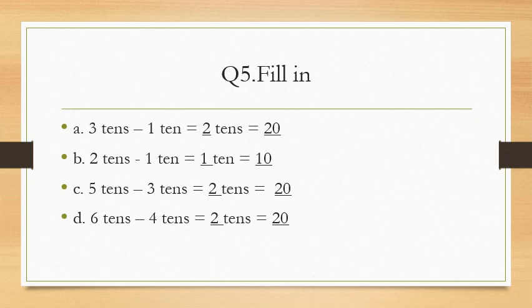Now look at the last part. Here you have to subtract 4 tens from 6 tens. So children, when you subtract 4 tens from 6 tens, you will get answer as 2 tens. And children, 2 tens is equal to 20.